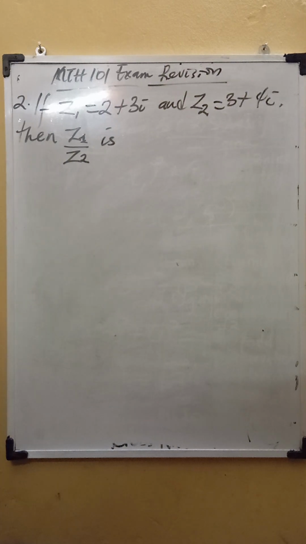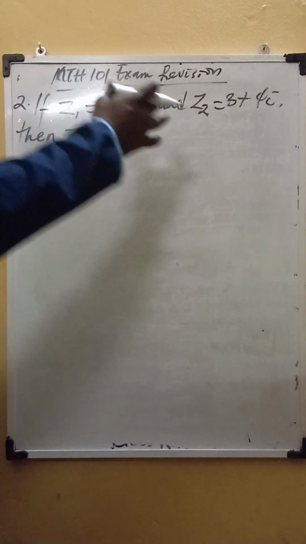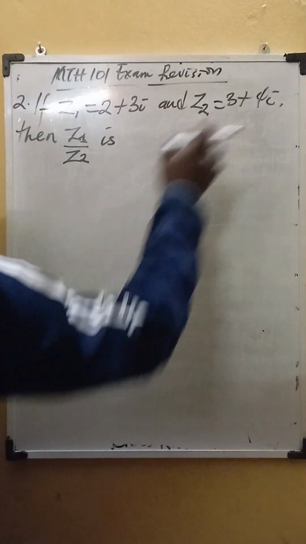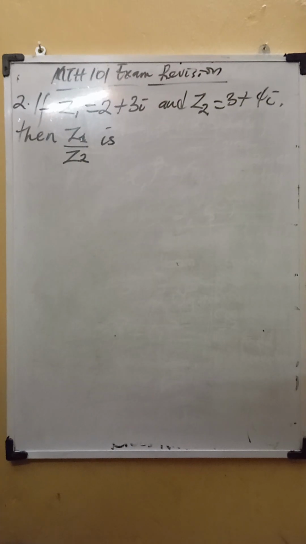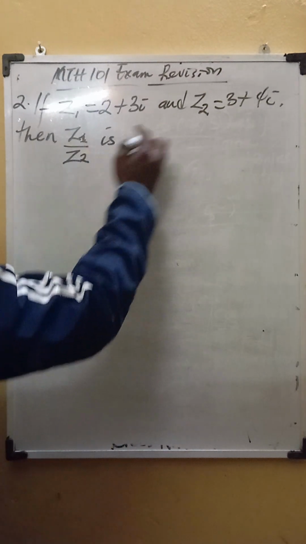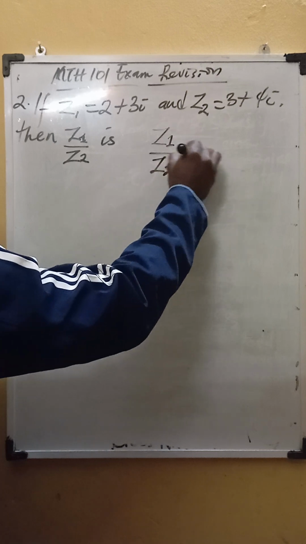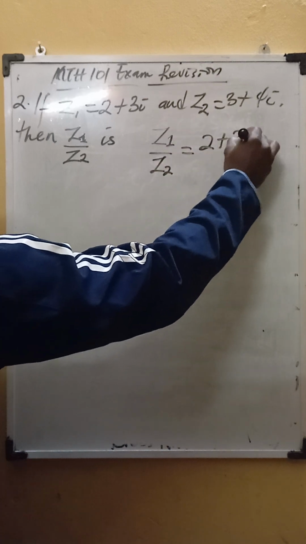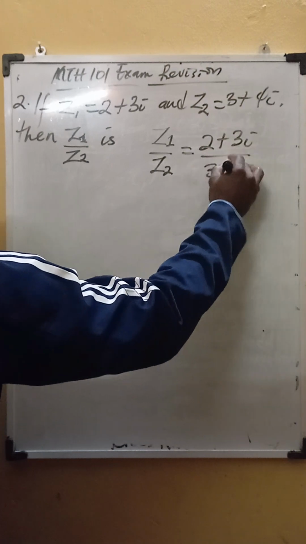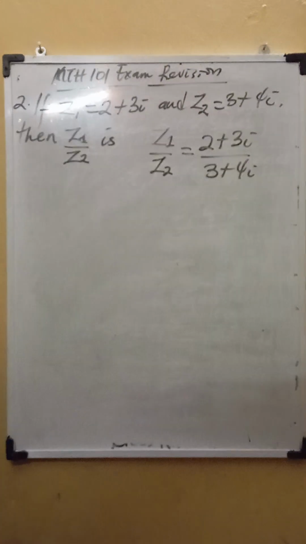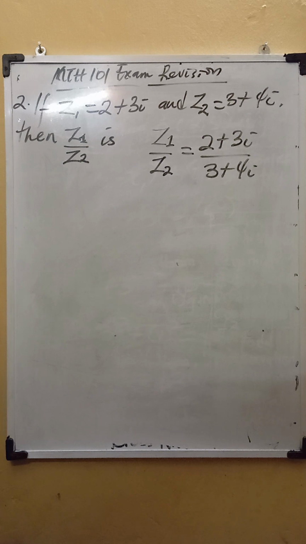What's the value of dividing this complex number? These are complex numbers. So for us to find the solution, Z1 over Z2 is equal to what? 2 plus 3i divided by 3 plus 4i.